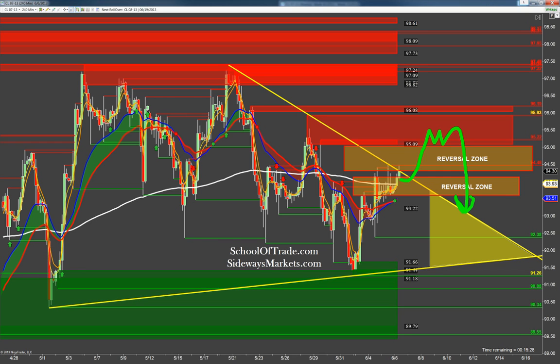So as I look at this resistance overhead, I immediately think if I'm going to look to buy, I better be careful. And the second thing is it's going to be a lot easier for me to sell short today than it will be for me to get long. Keep that in mind. Let's keep going.